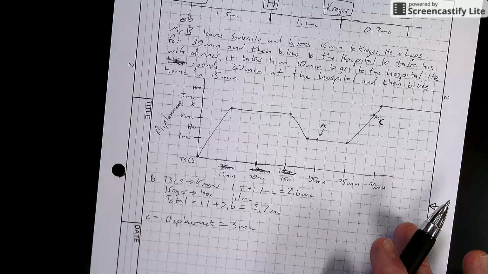86 minutes. All right, this time though, as I circled here, it says displacement. This is different from distance because this is only from Soulsville to C. Displacement is not the total distance I traveled. It is the distance directly from Soulsville to that point. And so in this case, displacement at C equals 3 miles. All right, we're going to pause right there, and I'll pick this up on the next video.